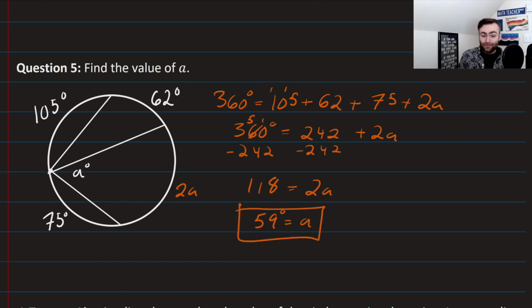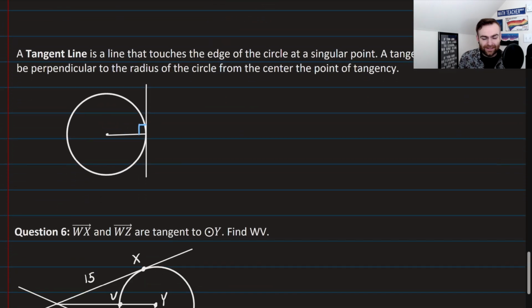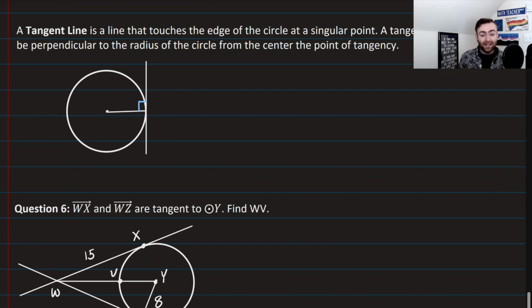Not too bad. Another vocab word, tangent lines. A tangent line is a line that touches the circle once, and only once. So this line here is only touching the circle at this point. And the tangent line is always going to be perpendicular to the radius, specifically at the point of tangency, where the tangent line intersects the circle. So at this particular point, we get a 90-degree angle, which is really nice because then we can use some of our right angle trigonometry or our Pythagorean theorem to help us with some questions.